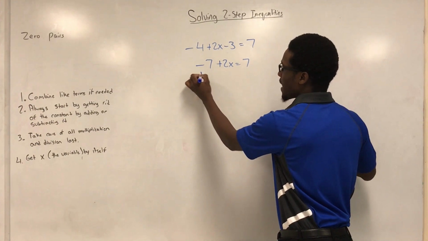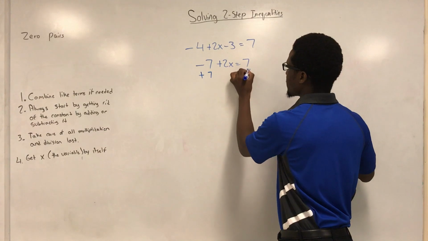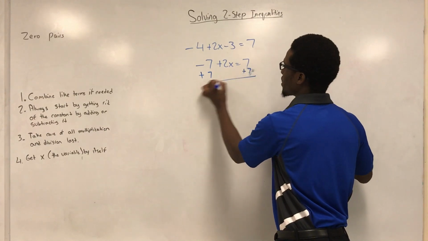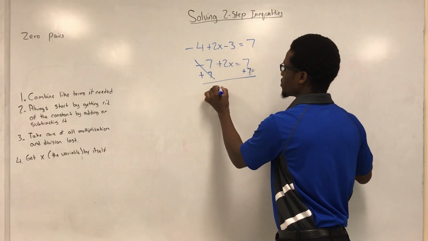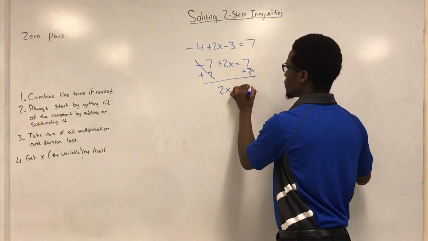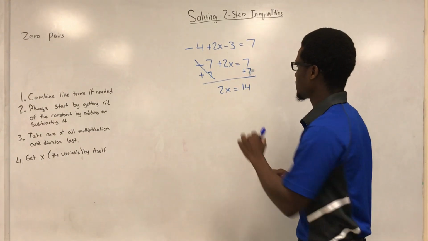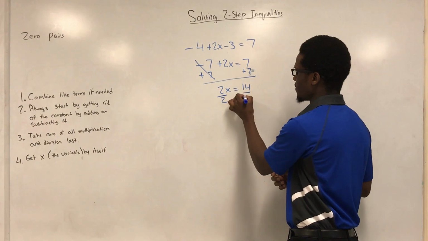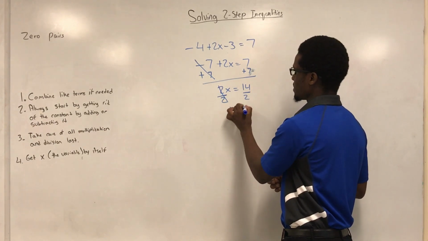Now, I'm going to add 7 and add 7. Remember, I want the inverse operation. So 2x is going to be equal to 14. I'm going to divide by 2 and divide by 2. So x is equal to 7.